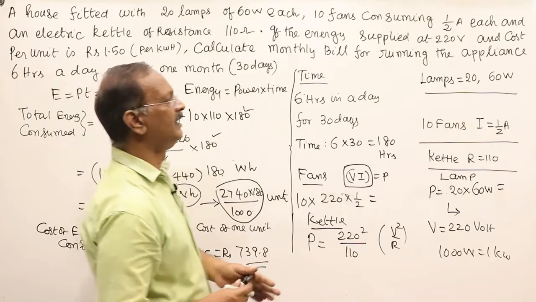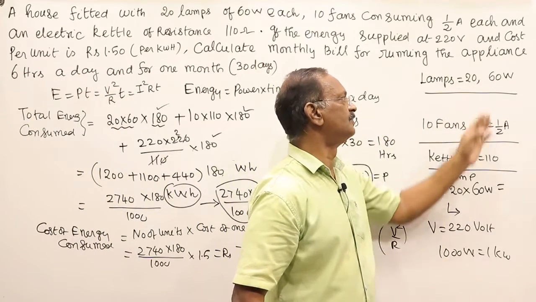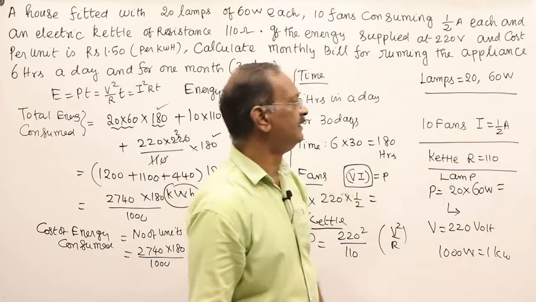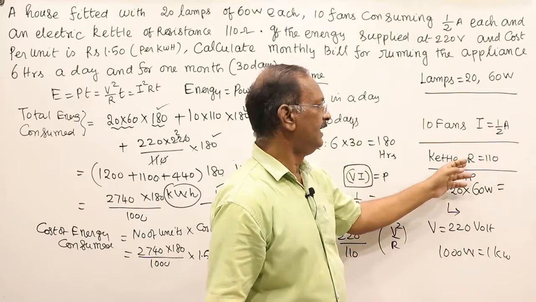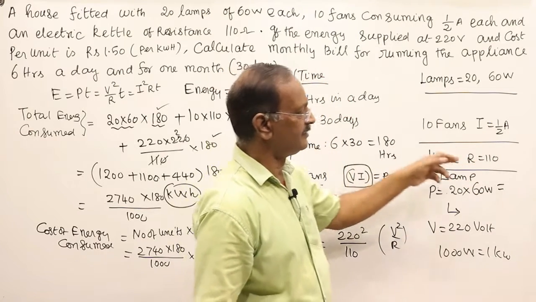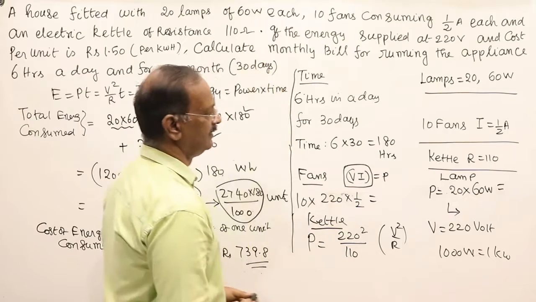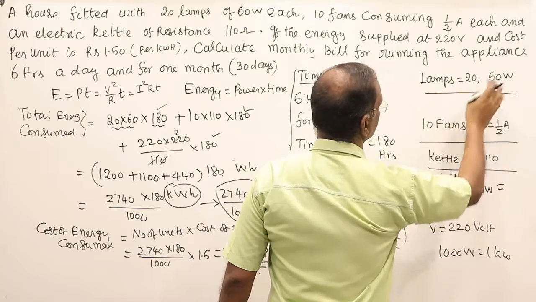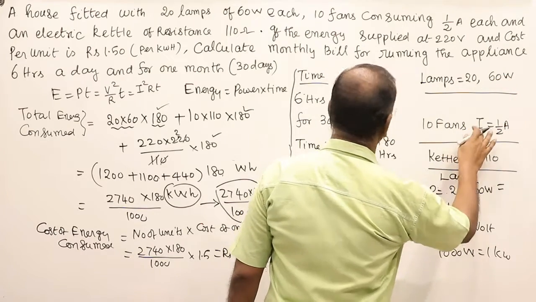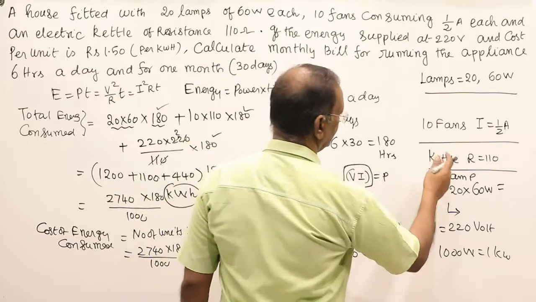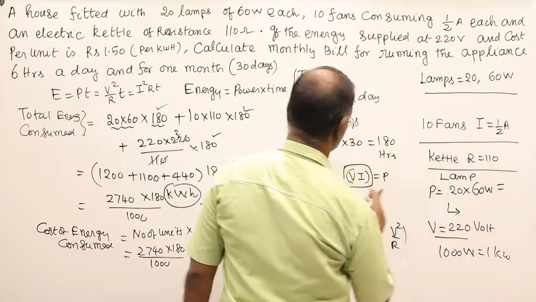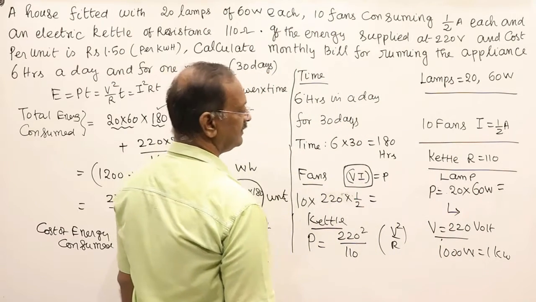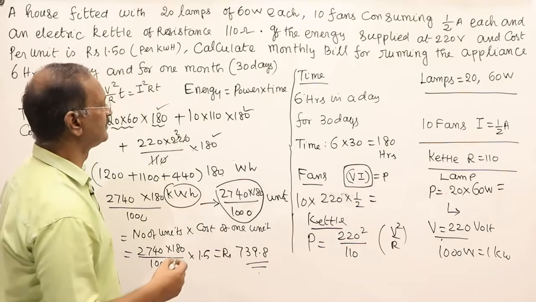So from this table, 20 lamps of 60 watt are used for 180 hours, 10 fans with a current rating of half ampere are used for 180 hours, and a kettle with a resistance of 110 is used for 180 hours. But here the calculations vary, because energy is equal to power into time. Here power is directly given, and here we have to find the power using V, which is given; V into I gives the power for fans. For the kettle, V is given, R is given, so we will use V square by R.